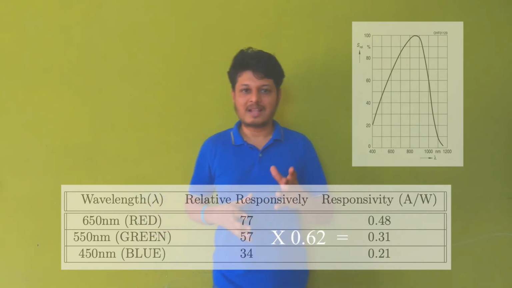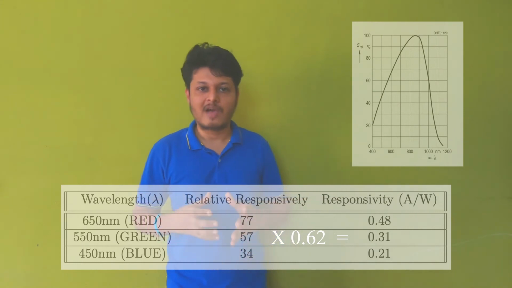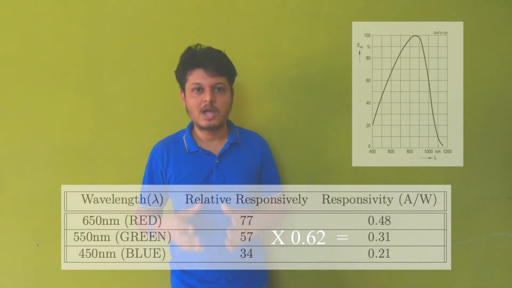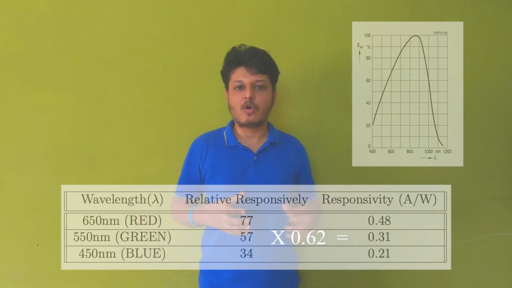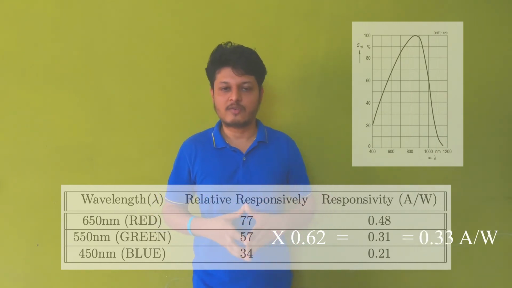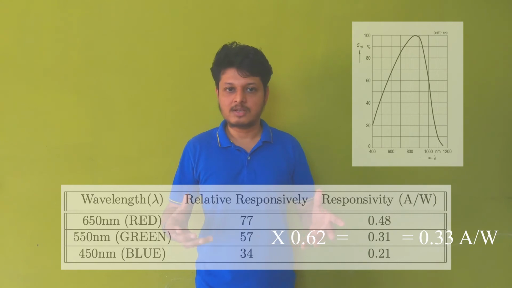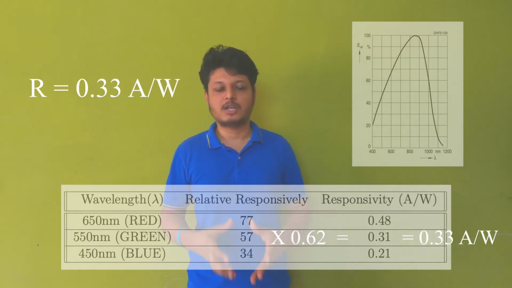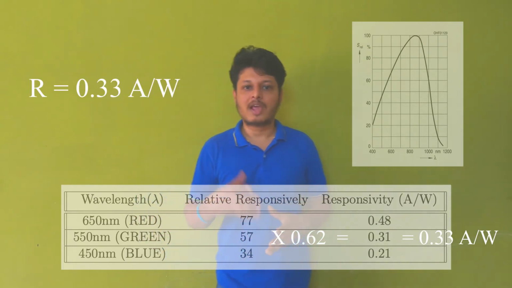Now, if you multiply these relative responsivity values with 0.62, that will give you the exact value of the responsivity at these three wavelengths. Now let's take an average of it. You will get an average, and this average value of responsivity you will be using for your calculations.